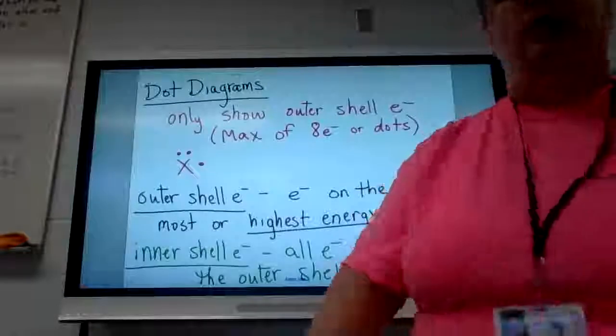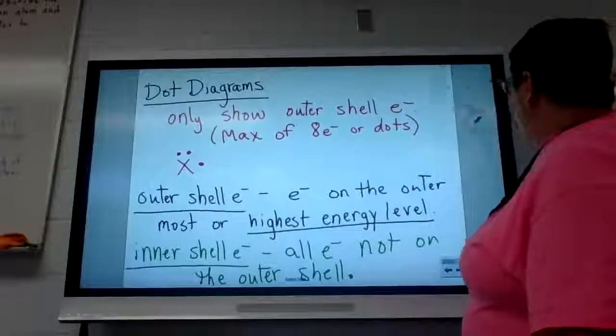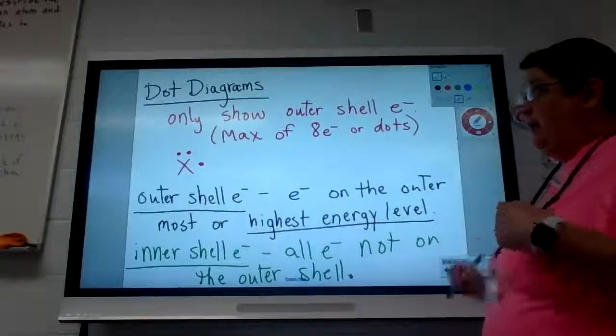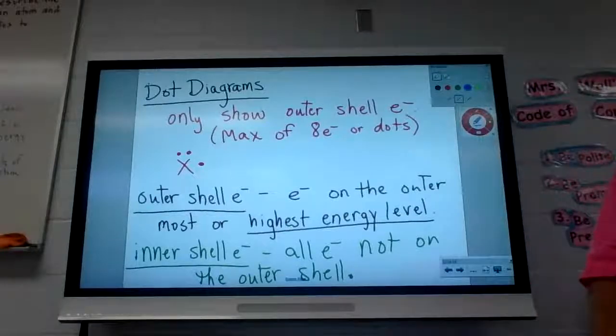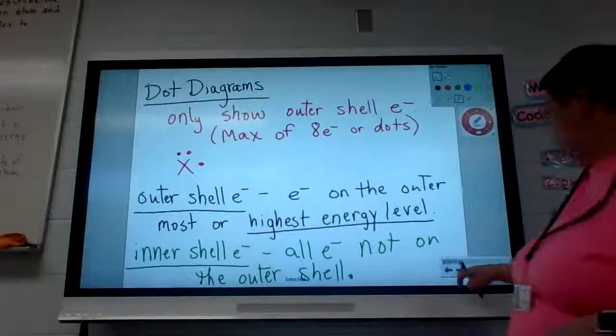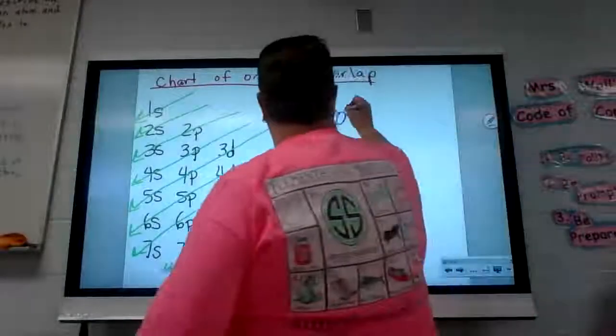So on Monday, we will finish that. You're going to need to write down the examples I want you to do for homework. I'm going to give you 3 of each, orbital and electron configuration.